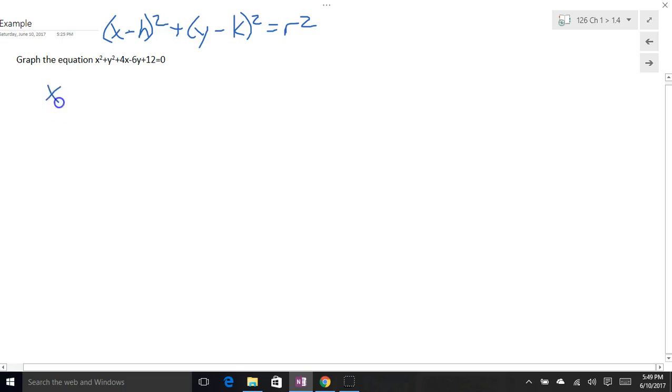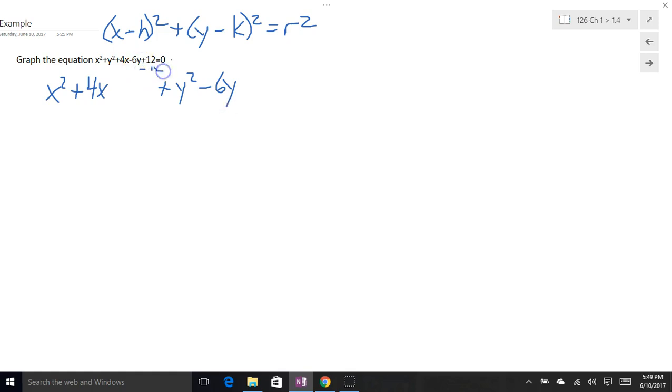So what you're going to do is put your x's together, leave a little space, put your y's together, and then take that 12 over to the other side. So subtract 12 on both sides. So you got negative 12 right there. Okay, so we got x squared plus 4x plus y squared minus 6y equals negative 12. Now what you're going to have to do is complete the square. So the question is, what's the number we need right there to make this into a perfect square?